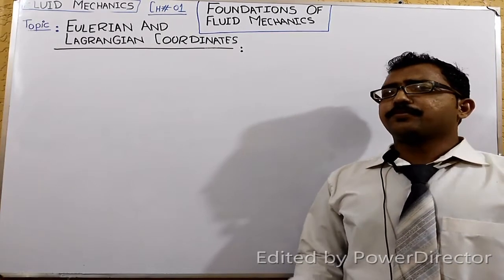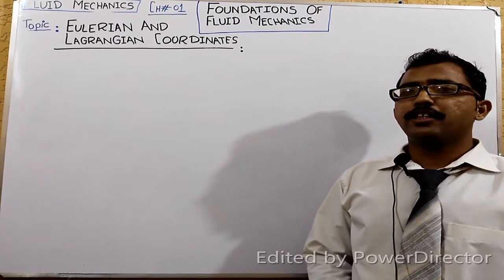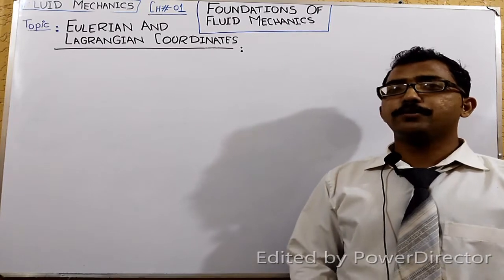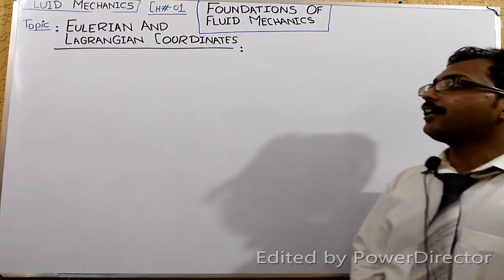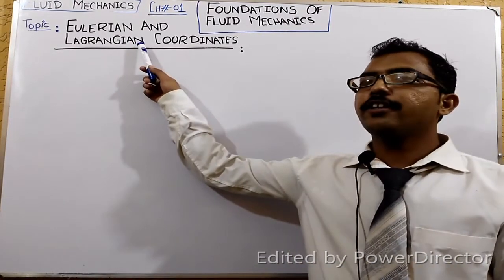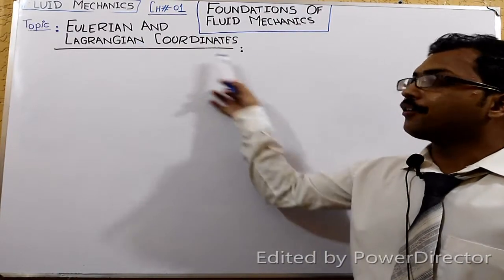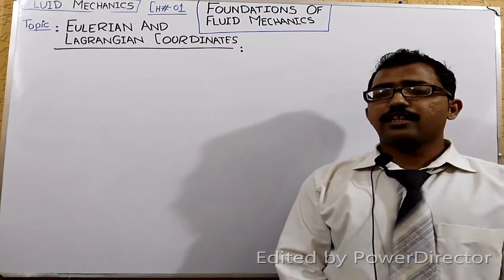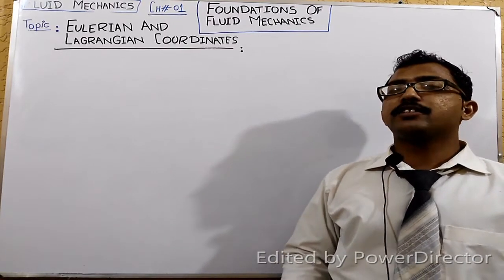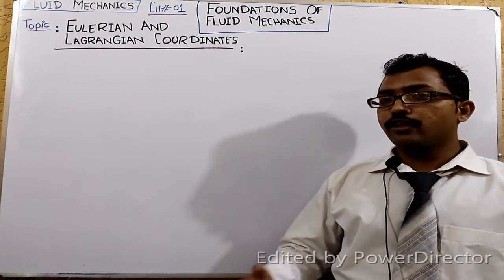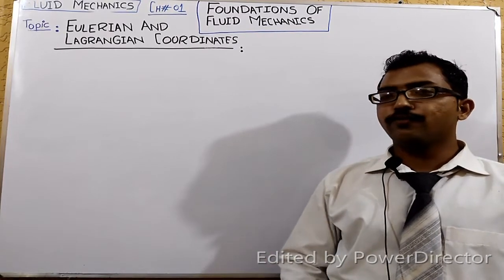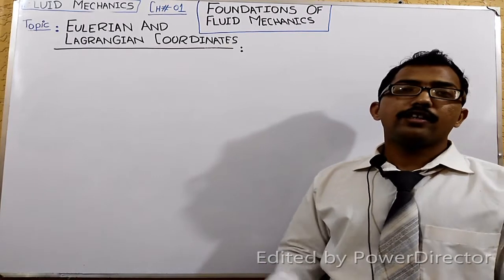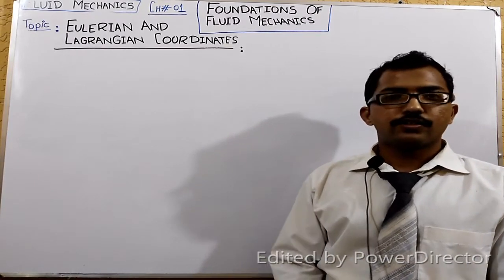In this lecture, we will discuss two important coordinate systems that provide us a framework to solve the problems of fluid mechanics. And these are the Eulerian coordinate system and the Lagrangian coordinate system. As we mentioned in the first lecture, the main goal of this chapter is to derive the equations for the basic laws of conservation.